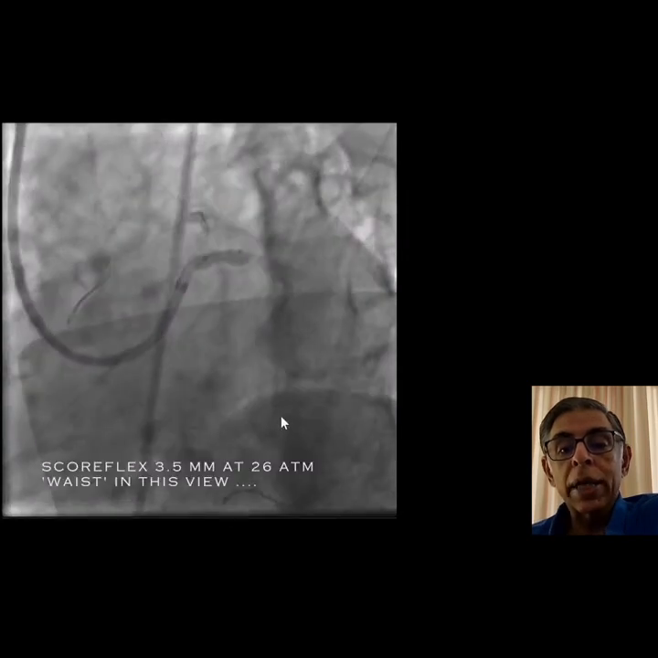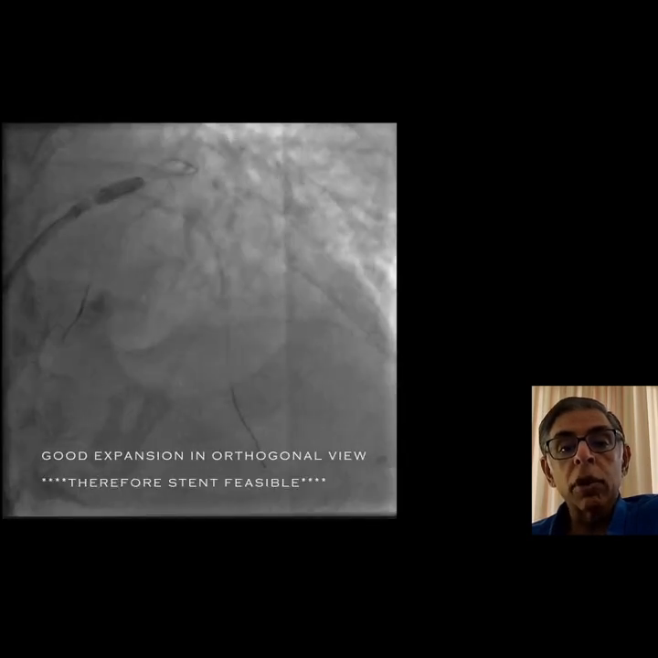And this was at 26 atmospheres in this spider view. You can still see a waist, which is concerning, which means that stenting this may not be optimal if you just rely on this view. However, in the cranial view and an orthogonal view, you see pretty good expansion of the balloon, and therefore stenting, I think, based on this is feasible, but you have to have managed expectations.